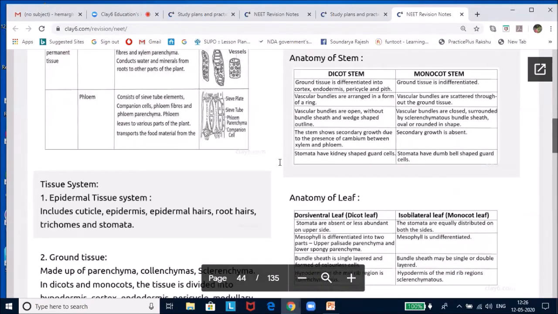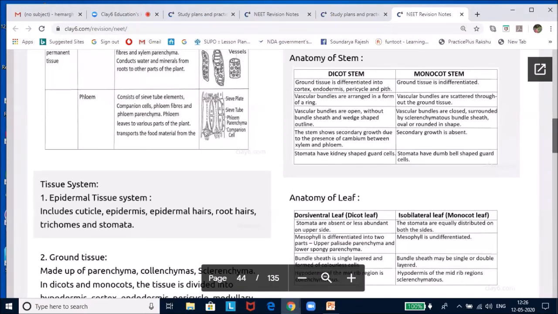Companion cells are specialized parenchyma cells that are closely associated with sieve tube elements. Companion cells and sieve tube elements are interconnected through pit fields present between their common walls. Phloem parenchyma is made up of elongated, tapering, cylindrical cells with dense cytoplasm and nucleus. Phloem parenchyma helps in storage of food material and other substances like resin, latex, and mucilage. Phloem parenchyma is absent in most of the monocots.